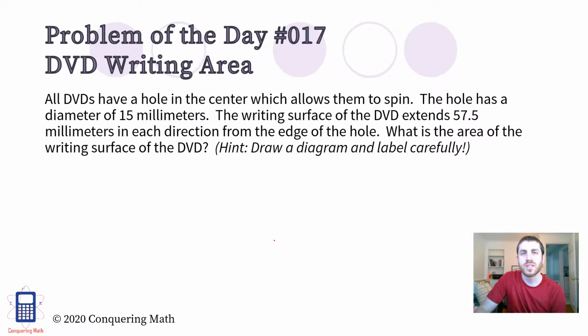Problem of the day number 17, DVD writing area. All DVDs have a hole in the center which allows them to spin. The hole has a diameter of 15 millimeters. The writing surface of the DVD extends 57.5 millimeters in each direction from the edge of the hole. What is the area of the writing surface of the DVD? So the hint here is draw a diagram and label carefully. You'll definitely want to do that for this problem.